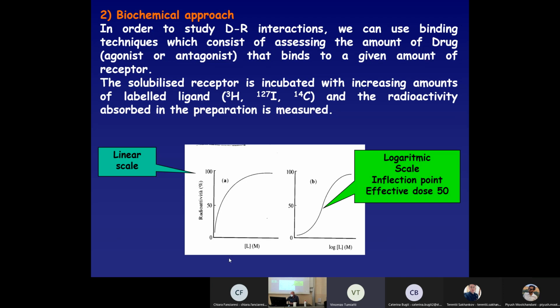We can change once again the concentration in minus log concentration, and we have again the sigmoid with the inflection point, and the inflection point is related to the effective dose of 50. The same mathematical treatment that we have seen in the other approach.